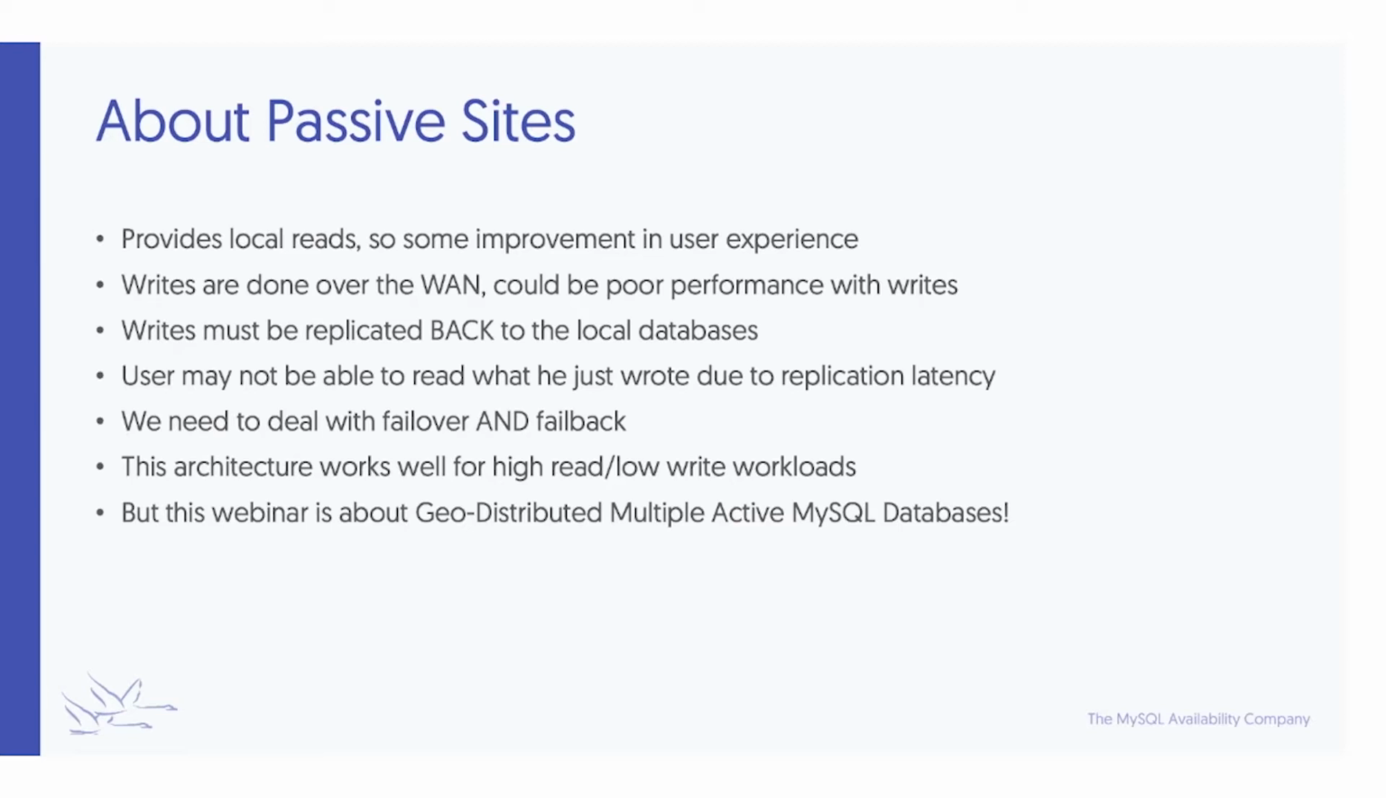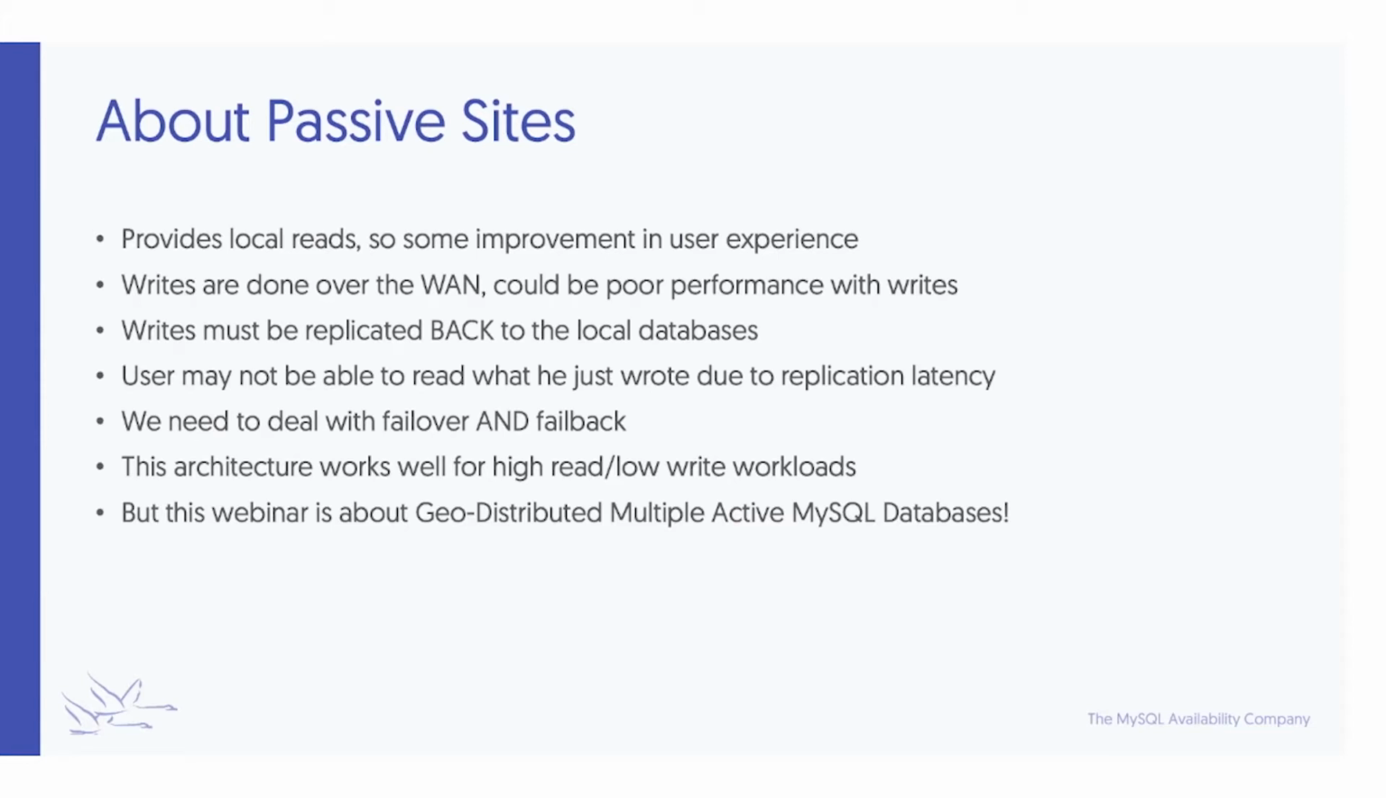Also, those writes need to be replicated back over the WAN to the local database. The problem there is when the user writes, that information may not be available on the local database for him to read. So there's going to be some inconsistency in the data. Why? Because that replication traffic has to travel over the WAN, and there could be some lag due to the WAN performance. We also have some complication with failover and failback, but overall, this architecture can work well for workloads that have a high amount of reads and low amount of writes.